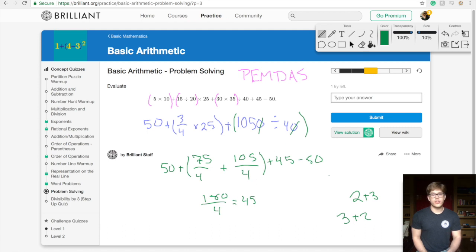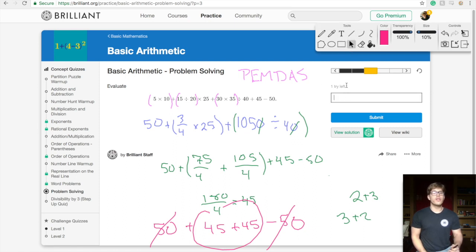So let me change colors, get a nice strawberry. So what do we have? We have 50 plus 45 plus 45 minus 50. And what does this give us? Well, our 50s are going to cancel, and we're left with 45 plus 45, which is 90. So I believe our answer to this problem is 90.